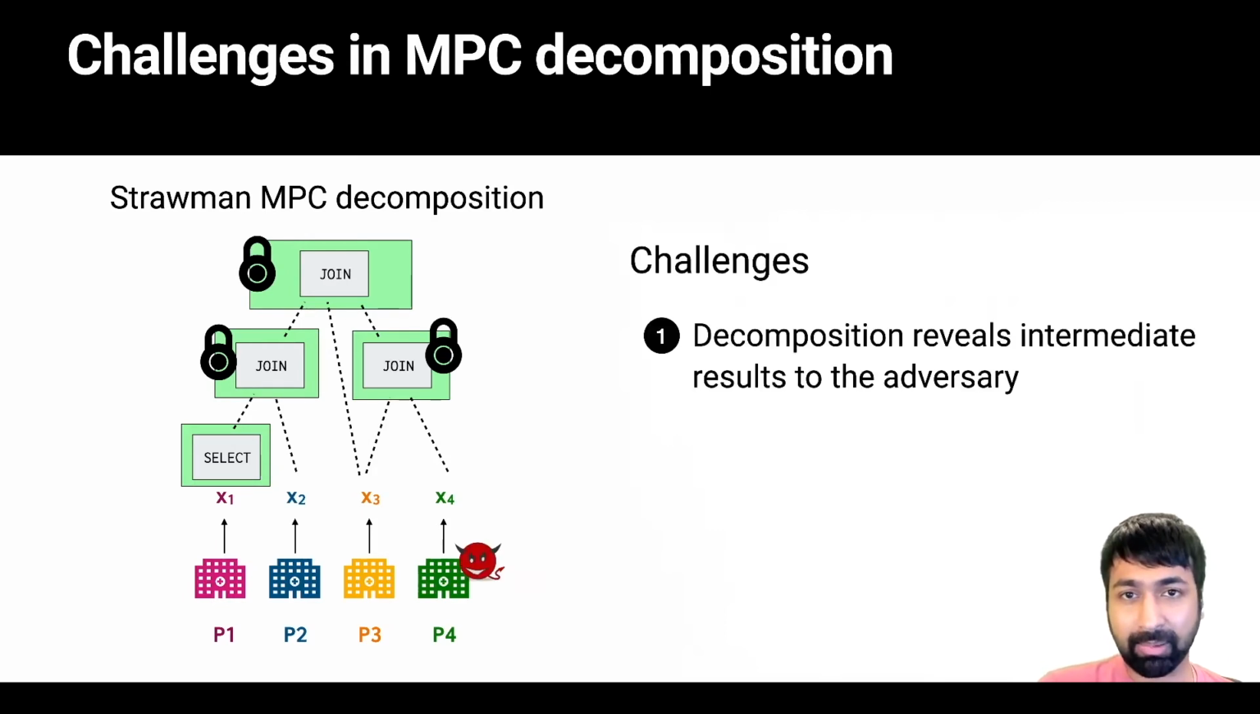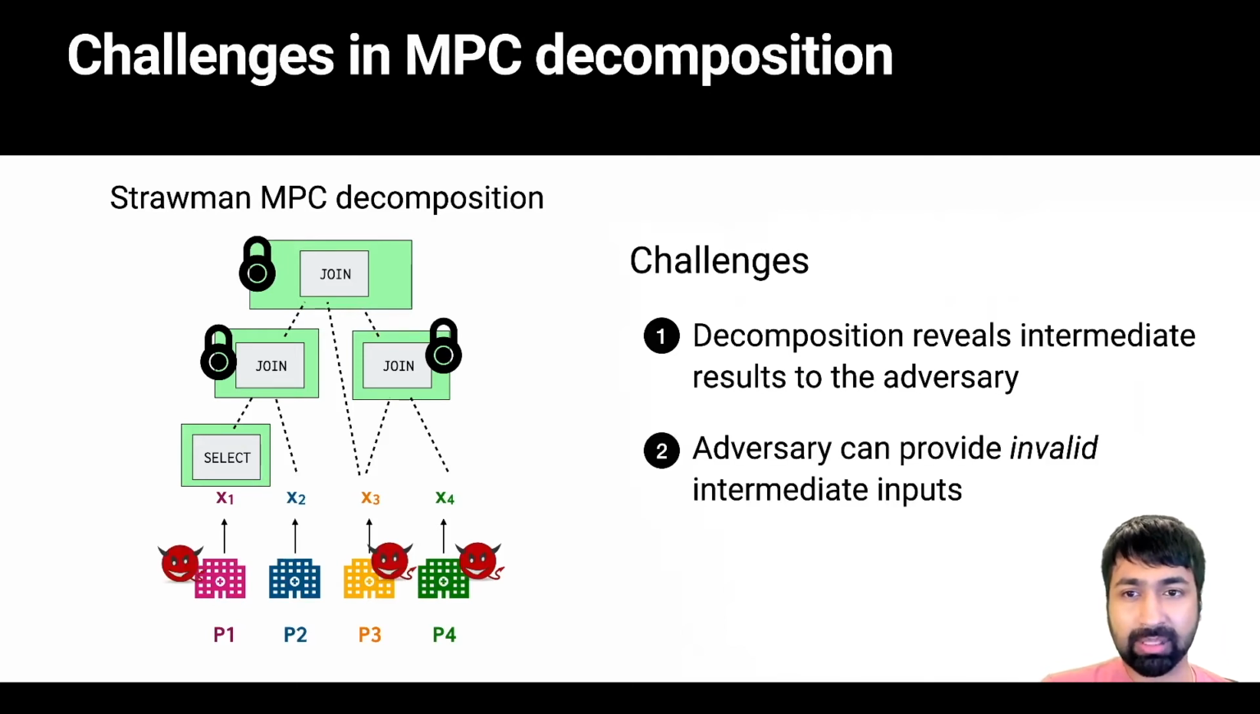The first problem in this strawman decomposition is that each MPC subcomputation by definition reveals its output to the parties. For example, if party 4 is malicious, it obtains the output of the intermediate join operations MPC, which violates the security guarantee that we wanted, that only the final result of the overall computation be publicly revealed.